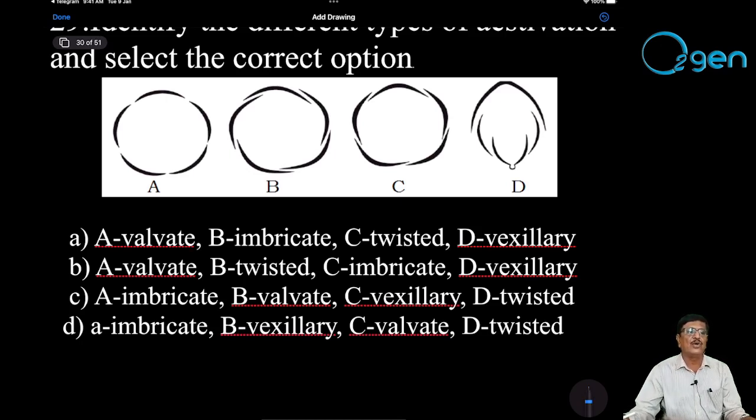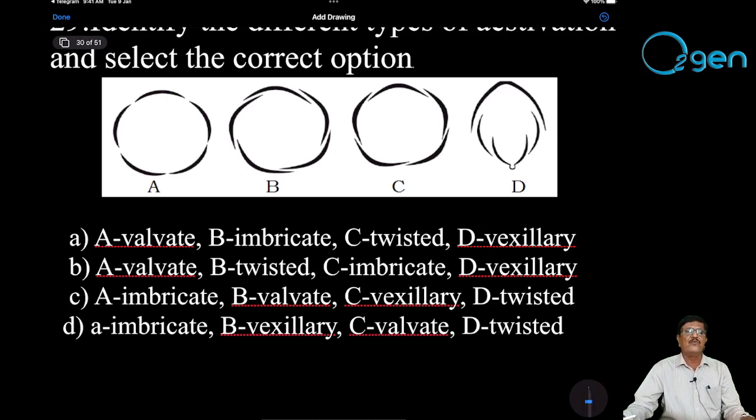and one end is on the outer side. It is called twisted estivation. In diagram C, one of the petals is totally on the outer side, one of the petals is totally on the inner side, and the rest of them are in and out. That is called imbricate estivation.